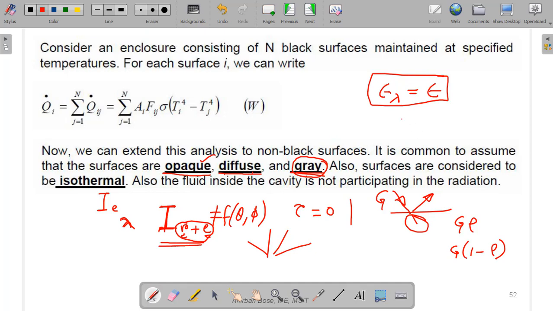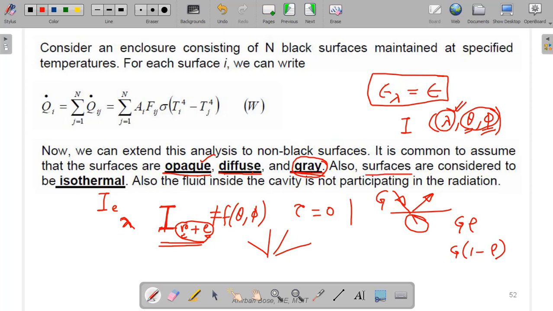In general, remember this intensity is a function of lambda, theta and phi. But when you are considering a gray surface, that means you are considering it independent of the wavelength. That means for all wavelengths the intensity is the same, and it is not a function of theta and phi. That means it is a diffuse surface, so with direction there is no variation. So these are the things that we are considering.